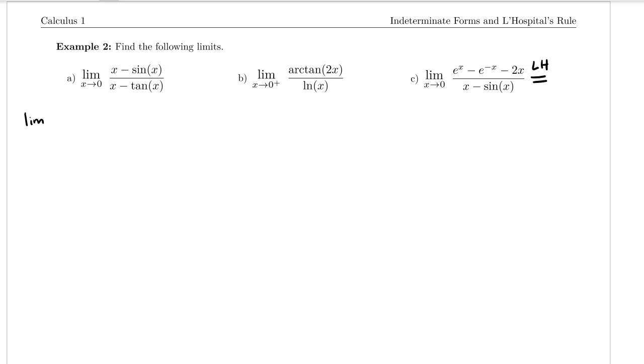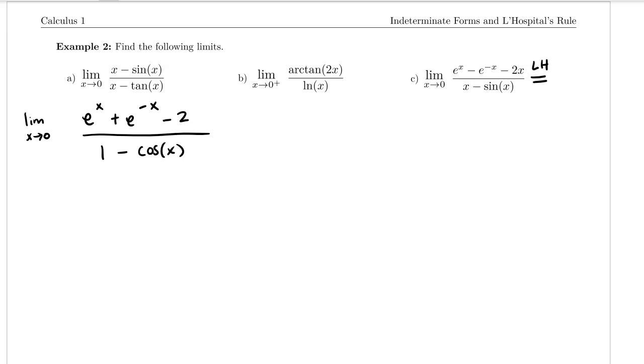So instead of rewriting that limit, I'm just going to move over here, and I'm going to use L'Hopital's rule to rewrite that as the limit as x approaches 0 of the derivative of e to the x is e to the x, and then minus e to the negative x, that's derivative is e to the negative x times negative 1, so that's going to change into a plus sign. Minus 2 over 1 minus cosine of x.